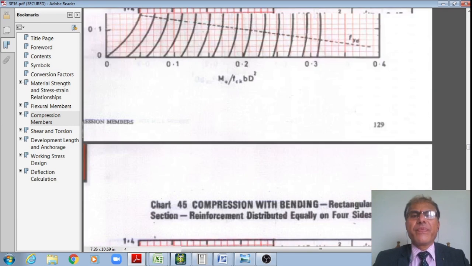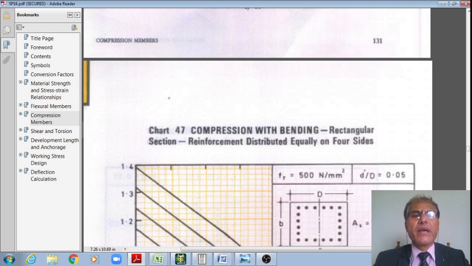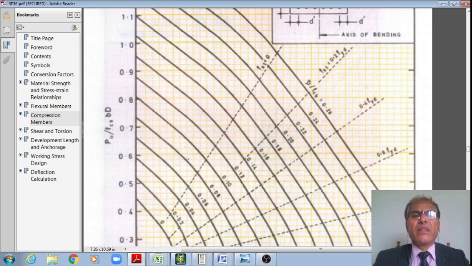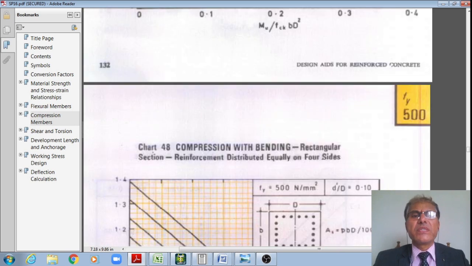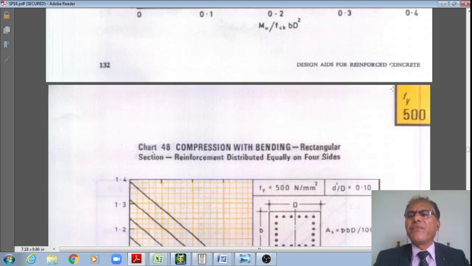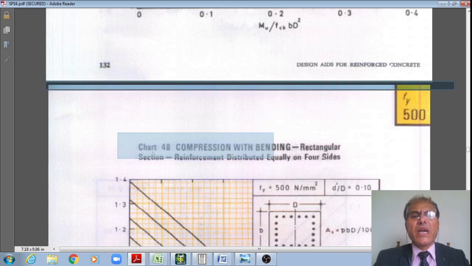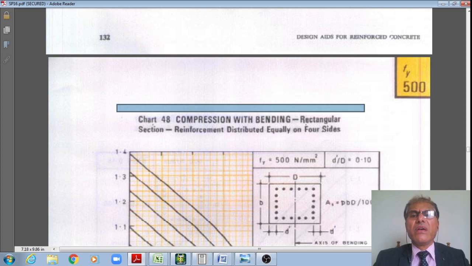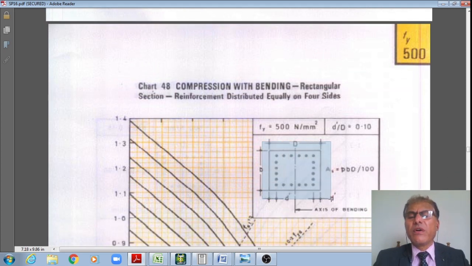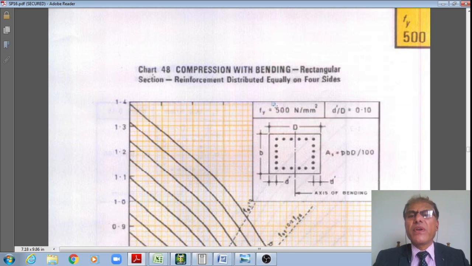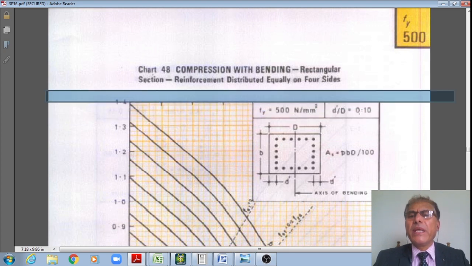Therefore, Fi is equal to 500. Therefore, this is my chart 48, which is applicable to Fi is equal to 500. Chart 48 is for compression with bending, rectangular section, with reinforcement provided equally on four sides, like this, right? It is applicable for Fi is equal to 500 with d prime by d is equal to 0.1.